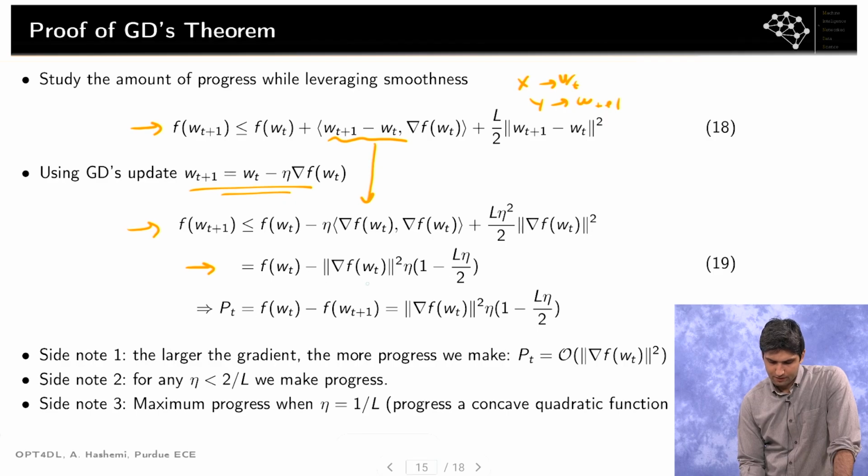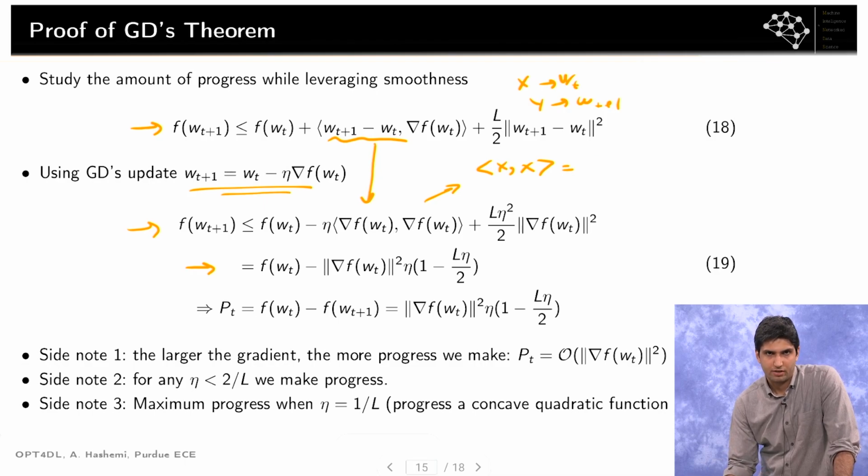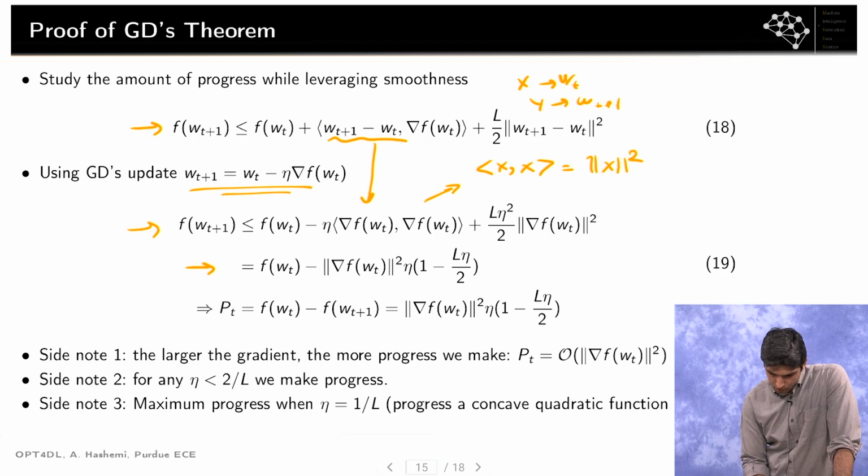to basically find the coefficient of the gradient norm squared, and note that this inner product is basically the norm squared. So if I, let's say, take the inner product of x and x, this is essentially x times x, and that's x squared. So this is the norm of x squared. Okay? In this case, x is the gradient. All right. Now, therefore, what does this result say? It says that the progress is basically the norm of the gradient squared times another term.